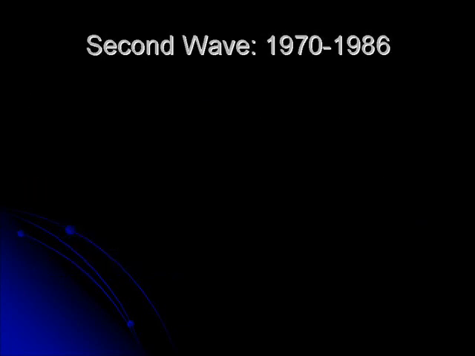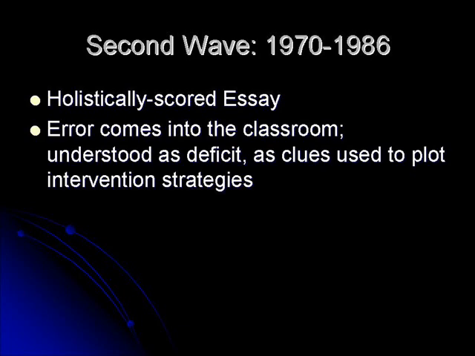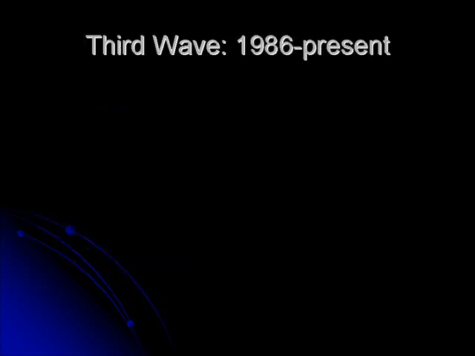In the second wave, from 1970 to 1986, we have the holistically scored essay. Error comes into the classroom. It's understood as a deficit, as clues used to plot intervention strategies. The self becomes an agent who creates text, conventionally and substantially determined.